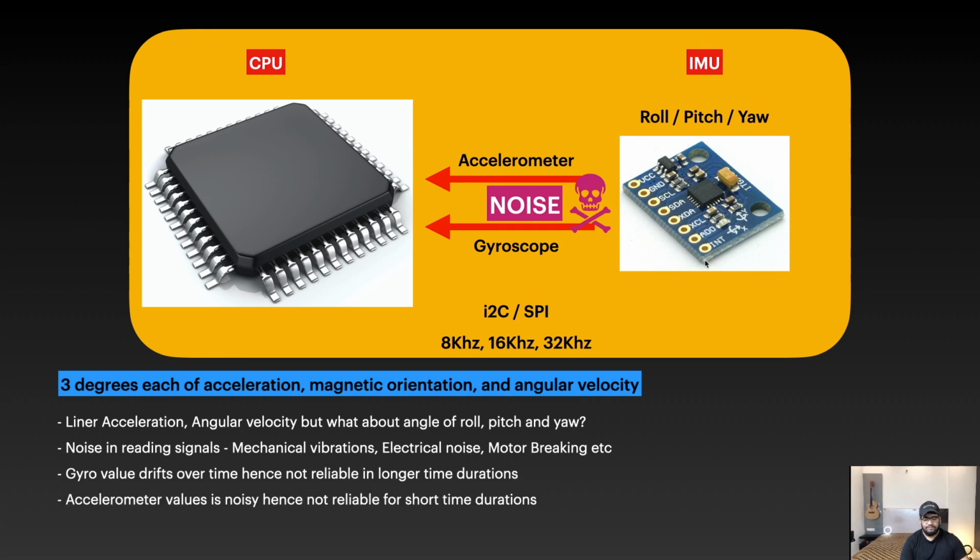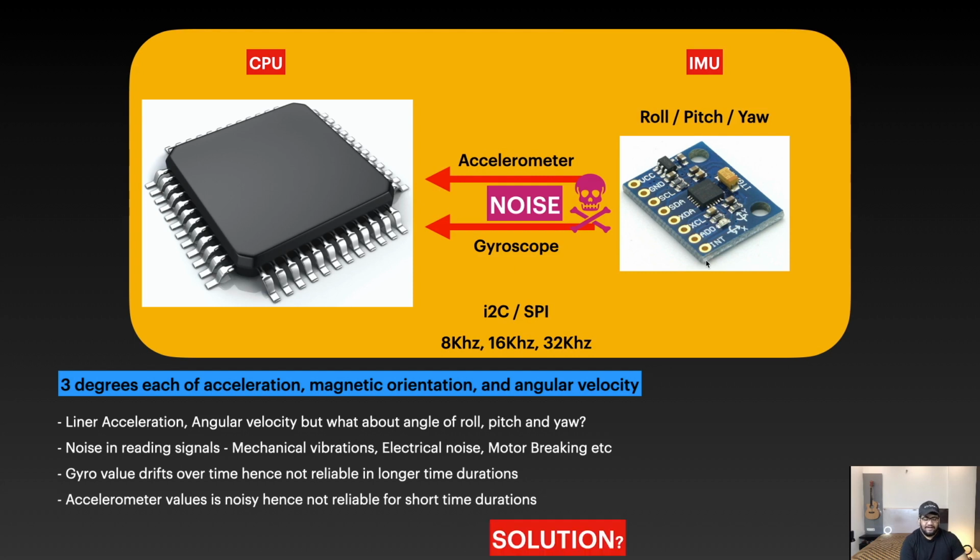And the accelerometer values are very noisy, and even if you do very small motion, you will get a change in the accelerometer value, and that is why it's not very reliable for short term duration. So with these problems in the system, you cannot just use accelerometer and gyroscope straight away to make a reliable drone, and you need something which can counter these problems.